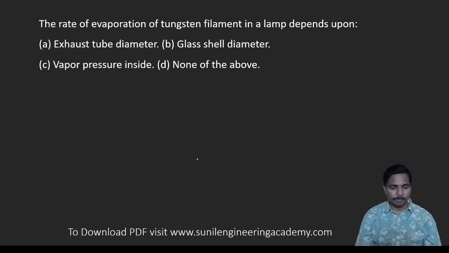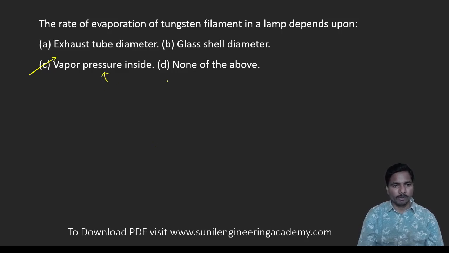The rate of evaporation of tungsten filament in a lamp depends upon dash. It depends mainly on vapor pressure. We have already discussed the properties of filament: it must have low vapor pressure. So the rate of evaporation depends upon the vapor pressure inside. Okay, coming to the next question.